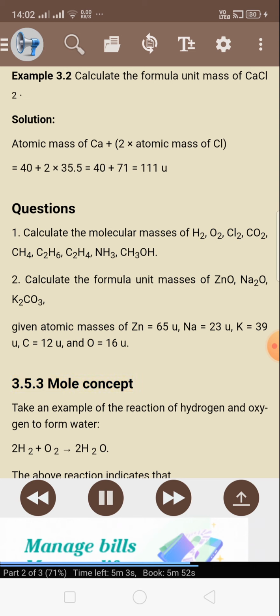3.5.3 Mole concept. Take an example of the reaction of hydrogen and oxygen to form water. 2H2 plus O2 gives 2H2O. The above reaction indicates that.